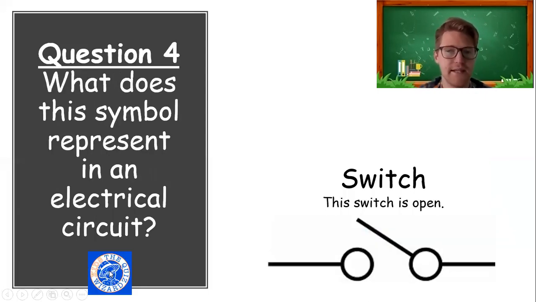Question 4, DT, circuits. This symbol is for a switch. And this switch, as you can see on the lever, is actually open. So when that switch is pushed down, it creates a full circuit and the current will be able to get round that circuit. So that's usually used if you wanted to add a light or a buzzer into your circuit.